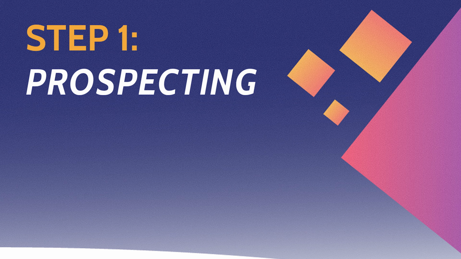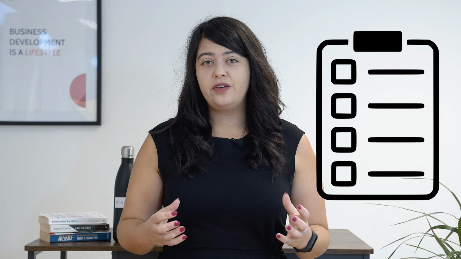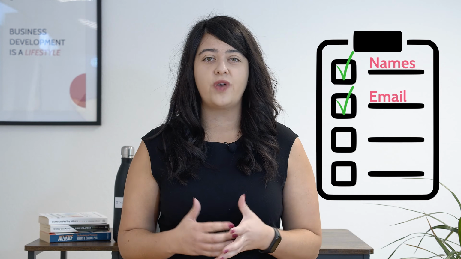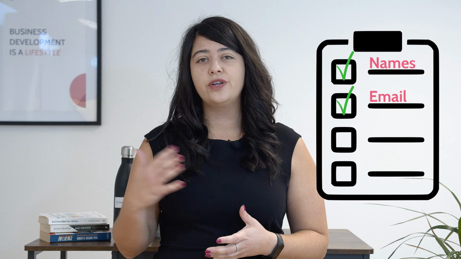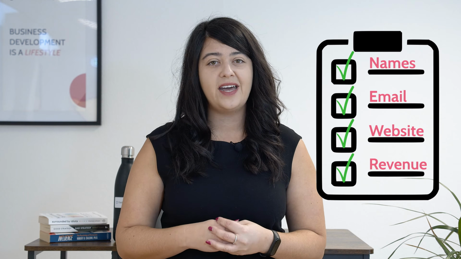Step number 1, prospecting. The first important step in any sales process is, of course, to find contacts of people you would like to reach out to. Of course, you should have an ideal customer profile and the buyer persona, and then you want to find contacts of companies and people that match those criteria. This list should include critical information such as their names, email addresses, and any other information that is relevant to your business. For example, the company size, revenue, or any other thing that you think would help you decide whether this company is the right fit for you or not.